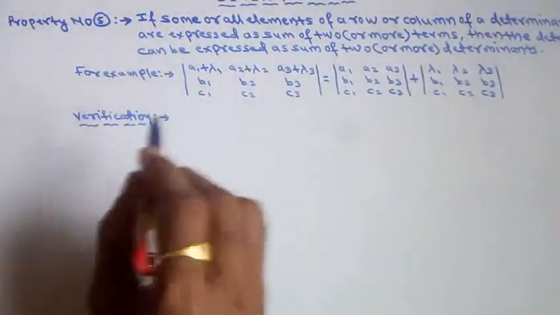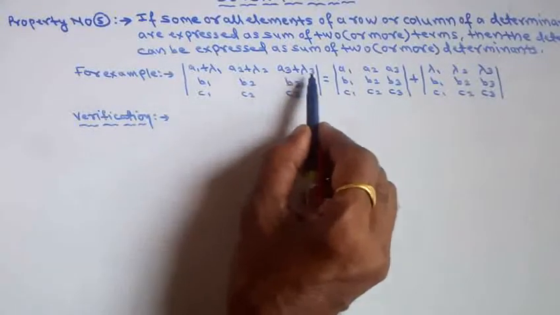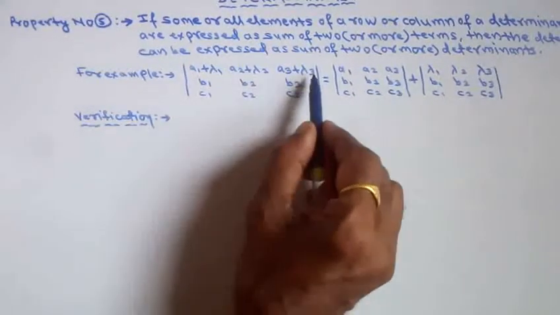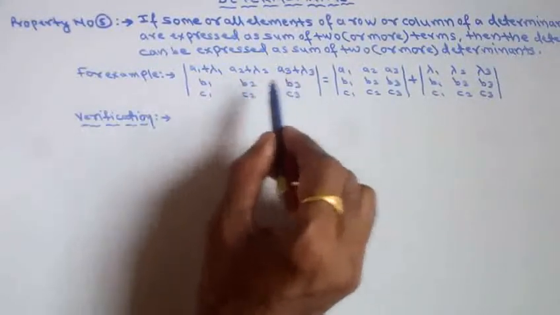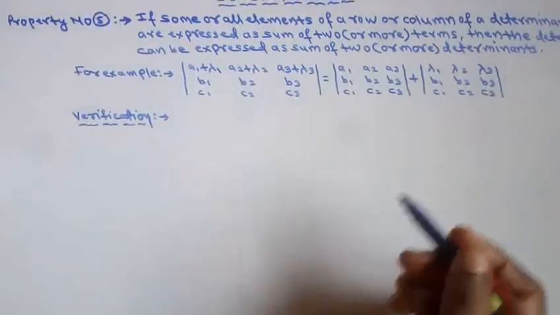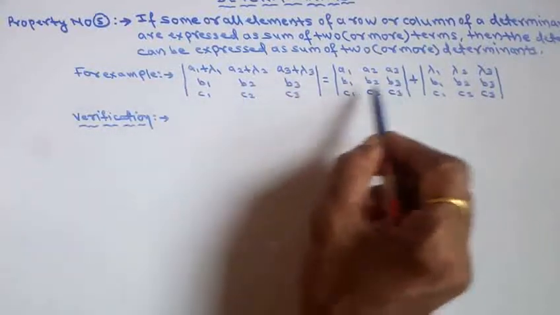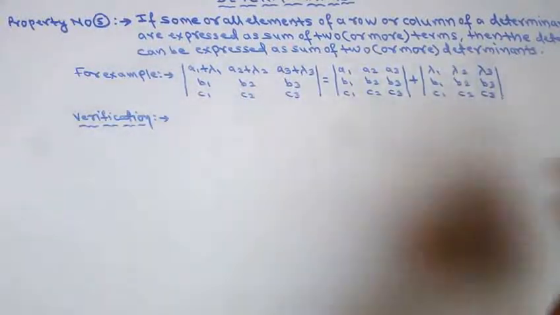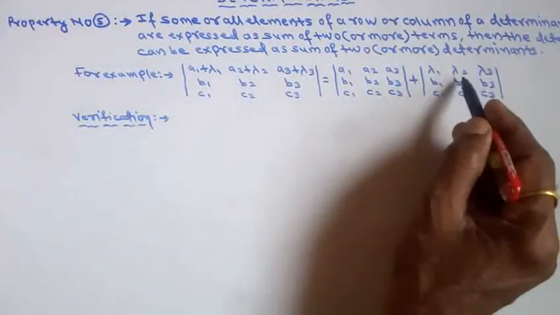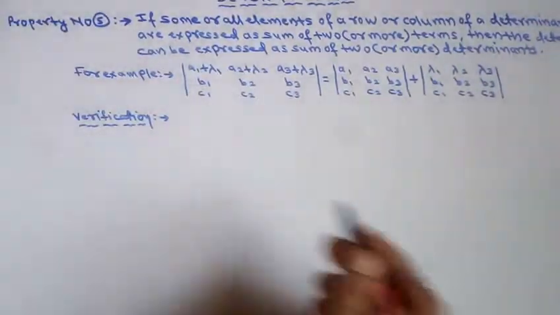जैसे कि here the first determinant is a1 plus lambda 1, a2 plus lambda 2, a3 plus lambda 3, b1 b2 b3, c1 c2 c3. Here lambda 1, lambda 2 and lambda 3, these three different real numbers are added in a1, a2, a3. So this can be split up into different determinants as a1, a2, a3, b1, b2, b3, c1, c2, c3, and then plus next determinant by taking these added numbers, that is lambda 1, lambda 2, lambda 3, b1, b2, b3, c1, c2, c3. Now let us see the verification of this.